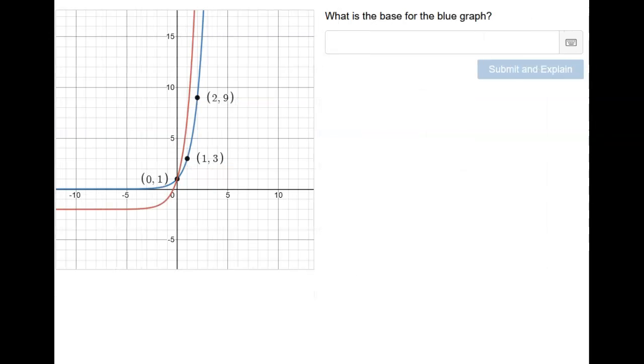Okay, so now we're going to kind of work backwards, and we're going to work from having the graph to writing the equation. So here we have the blue graph is the parent, okay, and the red one is the transformation.